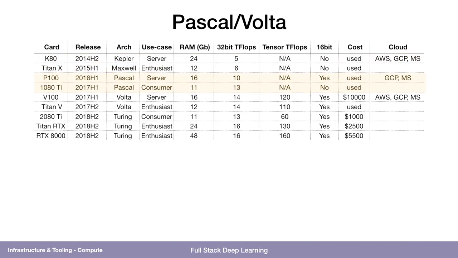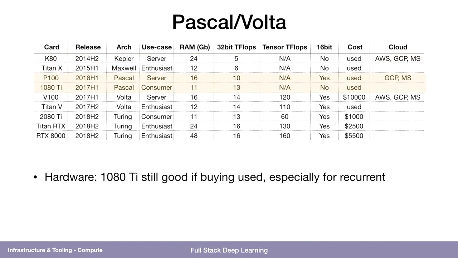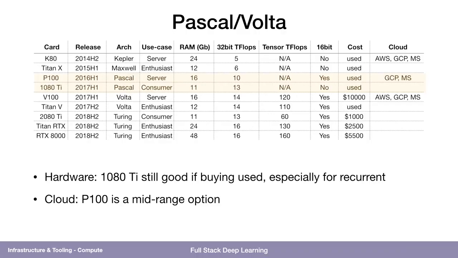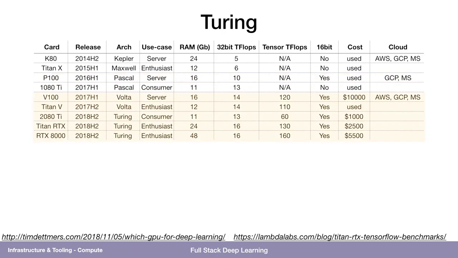So Pascal is one generation ago, P100 and the 1080 Ti. The 1080 Ti is actually still pretty good if you're scrounging and you're buying used. And it works really well for recurrent networks still. It doesn't have that mixed precision computation mode, but it has a lot of memory. It has 12 gigs still. And then in the cloud, Google and Microsoft make P100 available. Amazon does not. But if you use those, then that's a mid-range option.